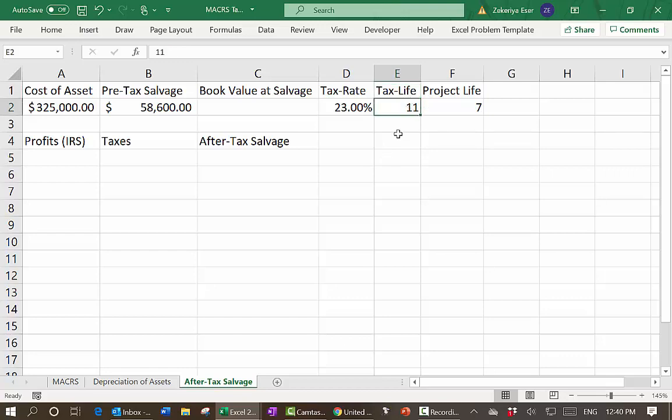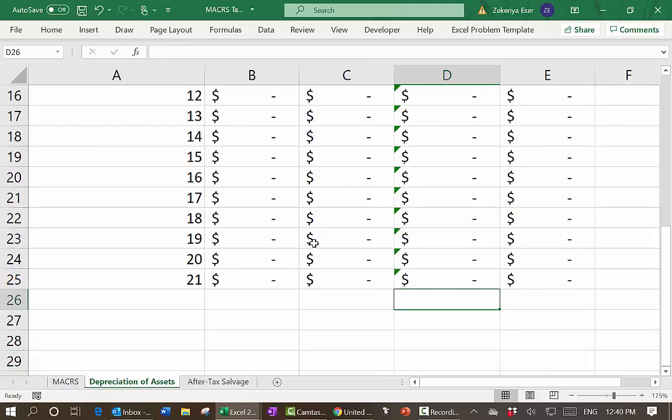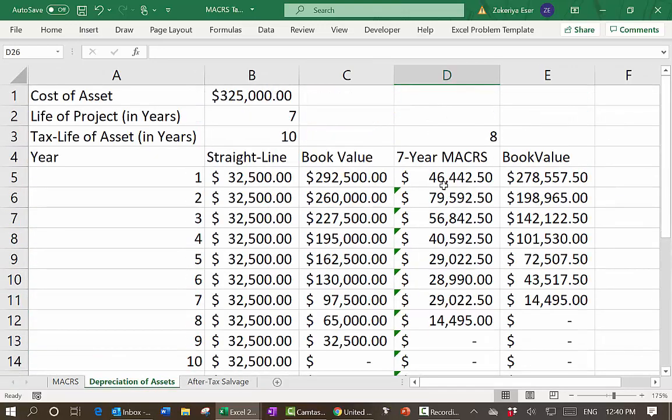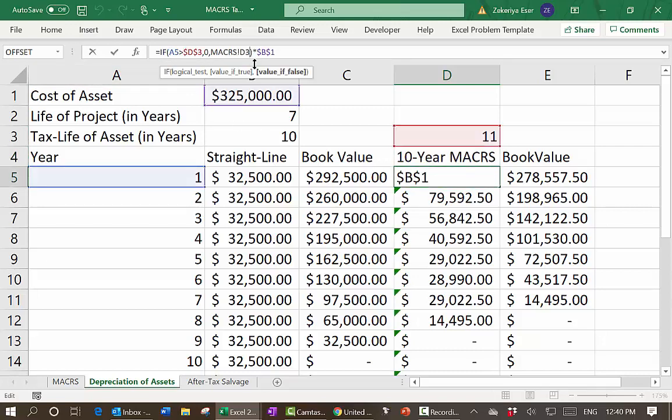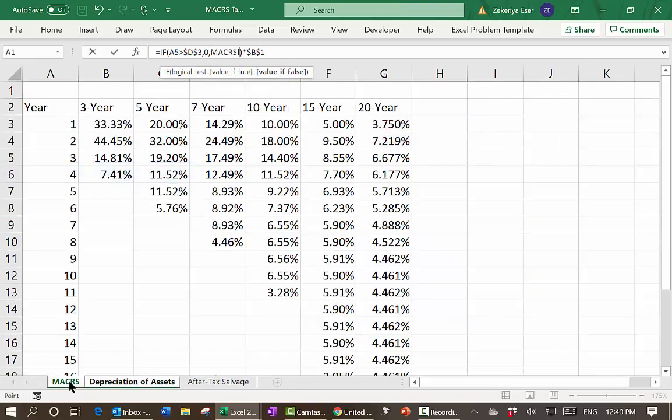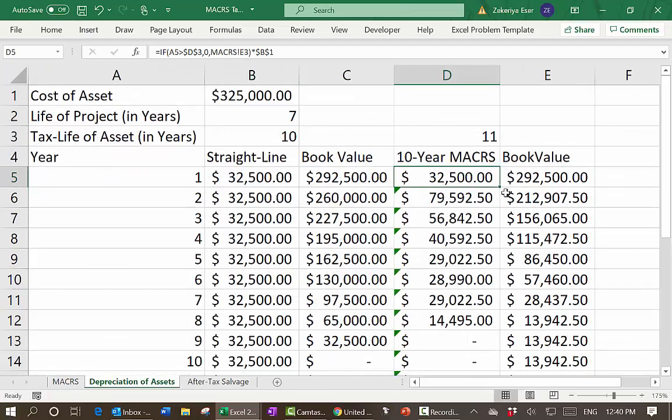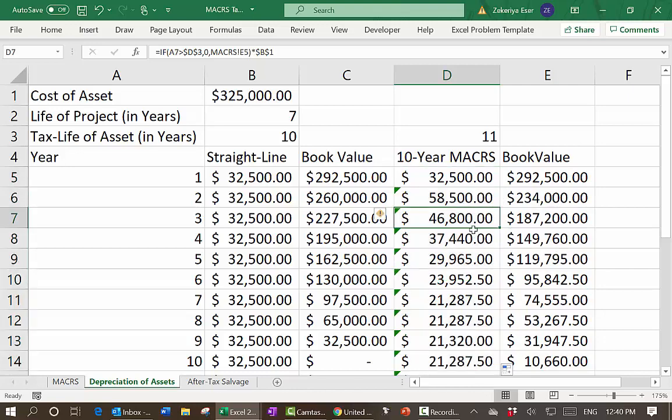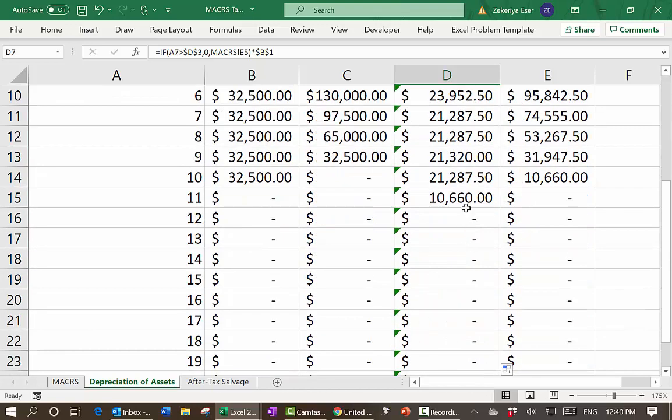Since this is 10-year MACRS, let's go to our depreciation of assets. It has an 11-year life. This is 10-year MACRS. I'm going to get the proper rate from the MACRS table. Start with the 10 years and double click. Now, as you can see, at the end of year 11, book value of this asset is 0.